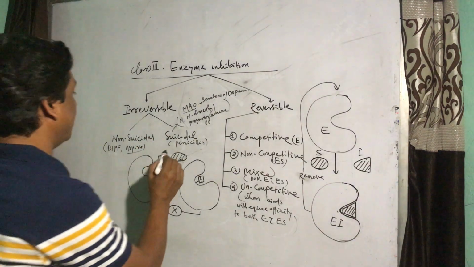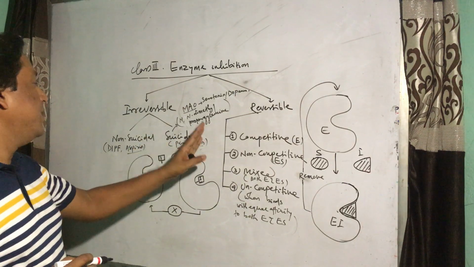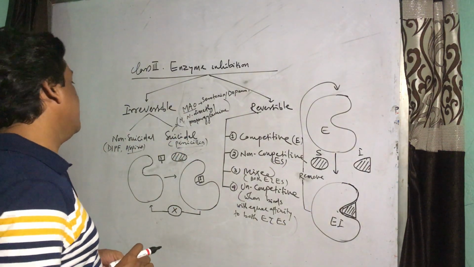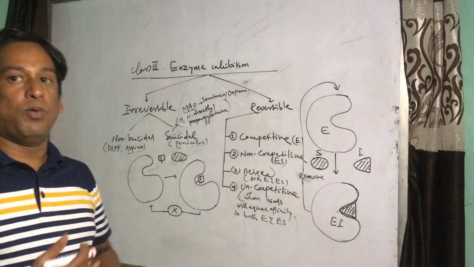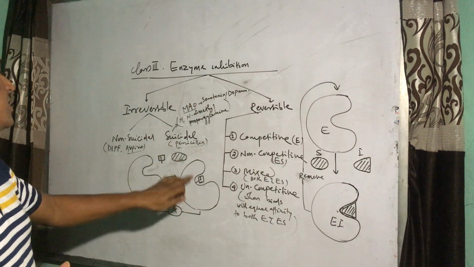For example, penicillin. Penicillin is an antibacterial and it inhibits the enzyme transpeptidase. Transpeptidase is the enzyme which is involved in the cell wall synthesis of bacteria, and penicillin suicidally inhibits this enzyme.